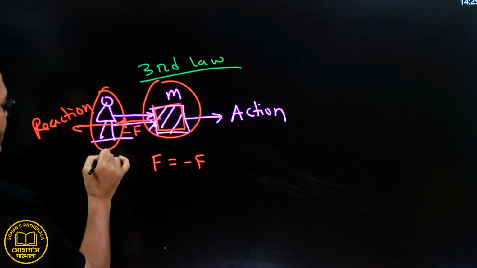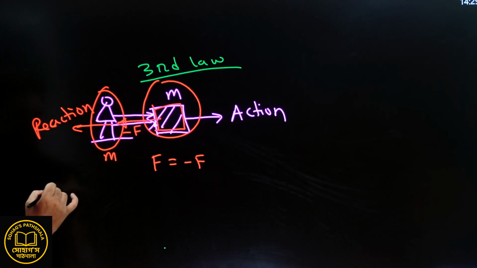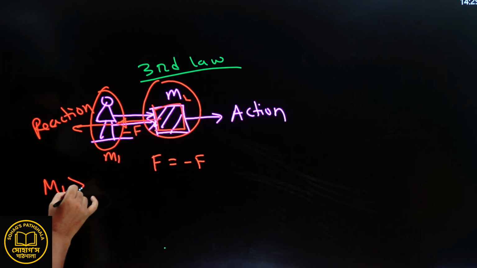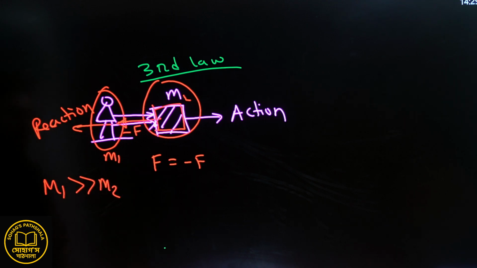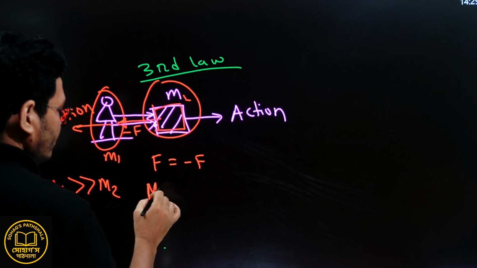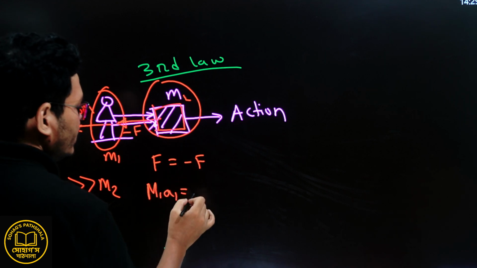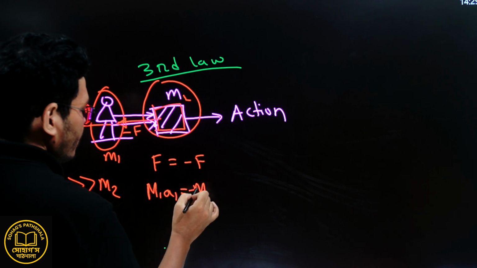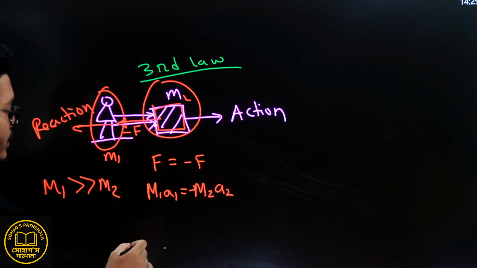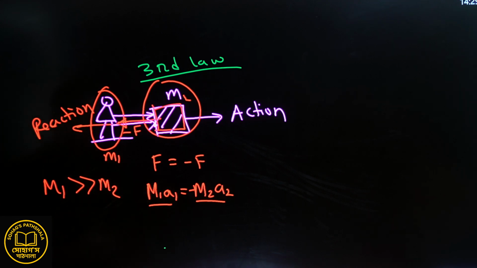And now think about this one and this one. If the mass of this person is small, so what happened? m1, m2, for example. So m1 is very much greater than m2. That means the person's mass is very high. So very high m, this is action force, and m1 a1 equal to very small m, minus m2 a2, right? And see, the products of them are equal as per Newton's third law. So what happened?